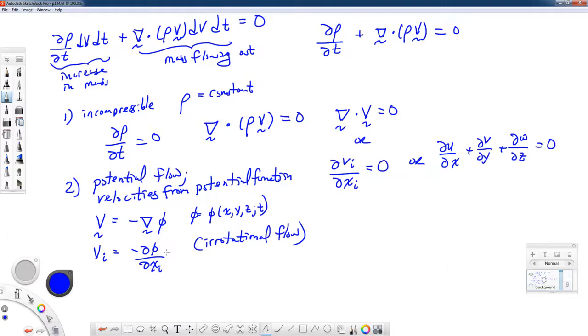If we use this additionally with an incompressible fluid, so again with an incompressible fluid we have del dot v is equal to 0, and we have v is equal to minus del phi, so we can have del dotted with minus del phi equal to 0. We would end up with del squared phi is equal to 0. We have Laplace's equation.